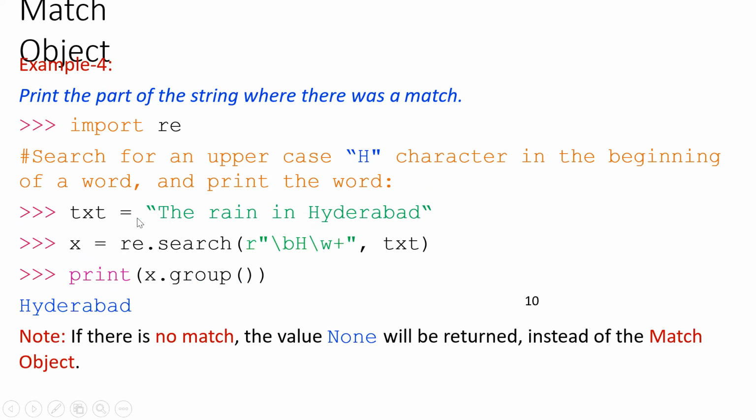And one more pattern, here we are giving the same pattern and we are calling one more match object as group. So whenever you call this group, if it matches this pattern in the string, then it will give the string where it matches this pattern. So it matches this H here, Hyderabad. So the entire group of characters, it will give the match. If there is no match, the value None will be returned instead of the match object.